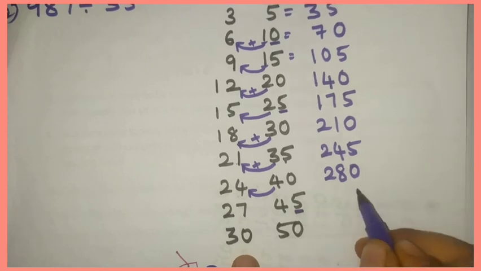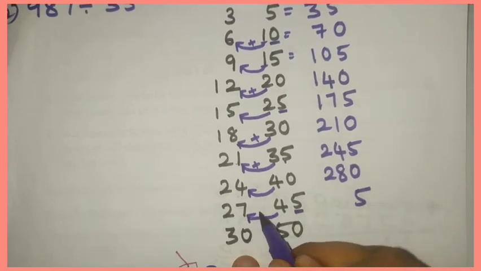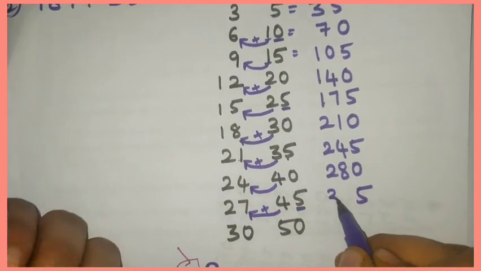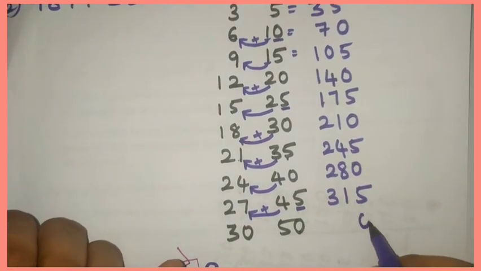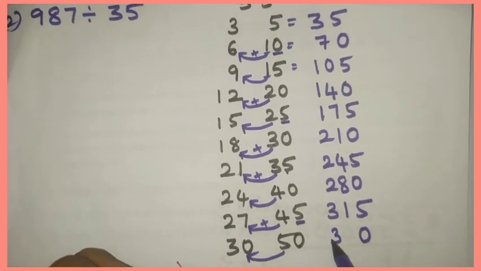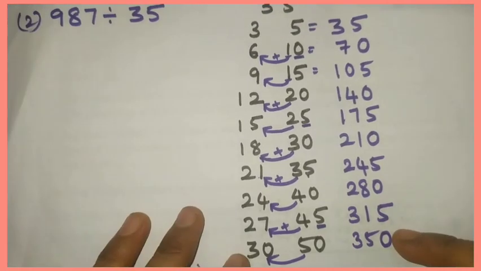Next, 5 is written directly, and 4 is added here. 27 plus 4 is 31. Next, 0 is written directly, and 5 is added here. 30 plus 5 is 35. Here we wrote the 35 table.